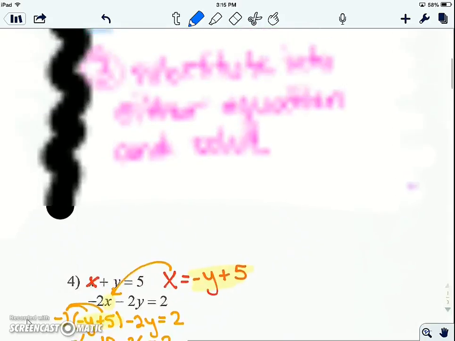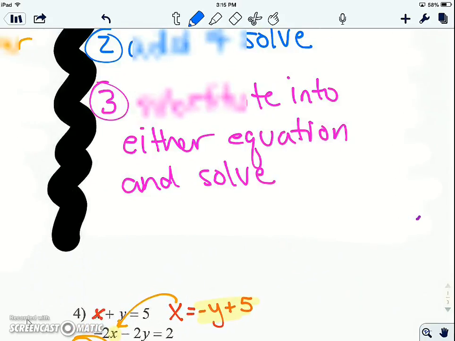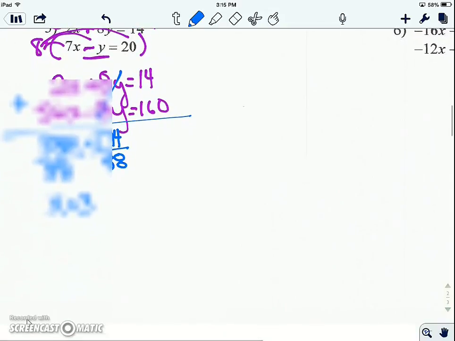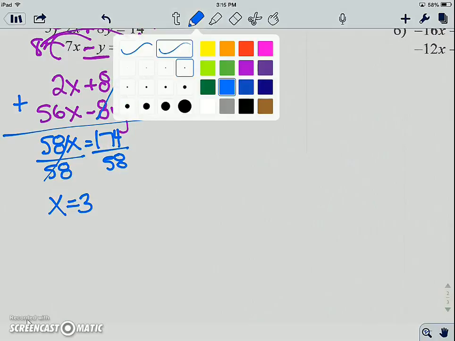And then our very last step up here says substitute into either equation and solve. Okay, it doesn't matter which one you put it back into. I usually put it back into the one I didn't change, but it truly doesn't matter. And let's see what color this was supposed to be. Pink. Yep.